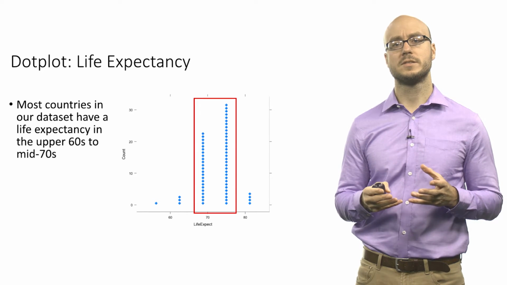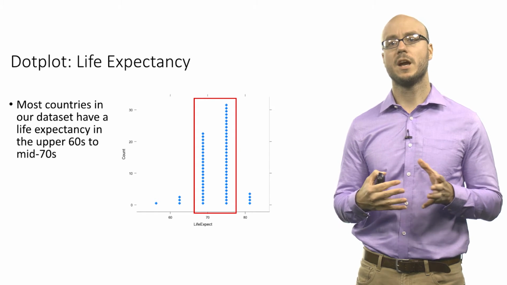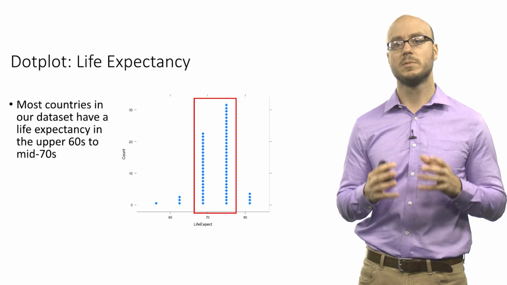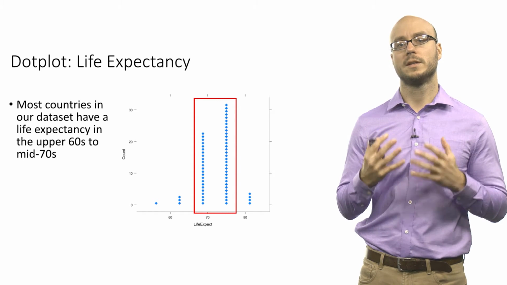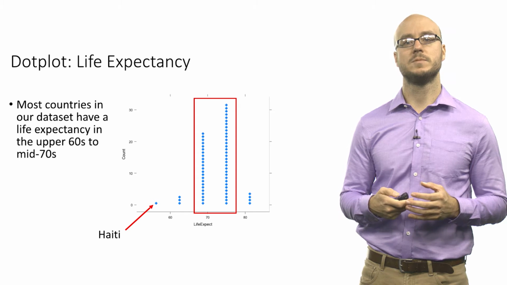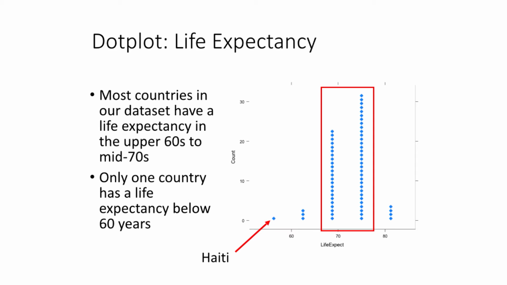So let's look at this dot plot of life expectancy. You can see that most countries are in the upper 60s and mid 70s. So for most countries, there's some kind of clustering around the typical life expectancy in our set of observations. But we do have this outlier. This outlier here is Haiti. It's a bit lower than average in terms of life expectancy. In fact, it's the only country in our set of countries to have a life expectancy below 60 years.